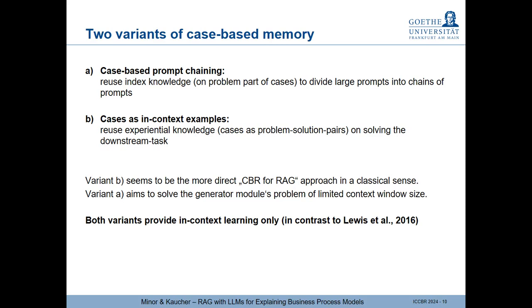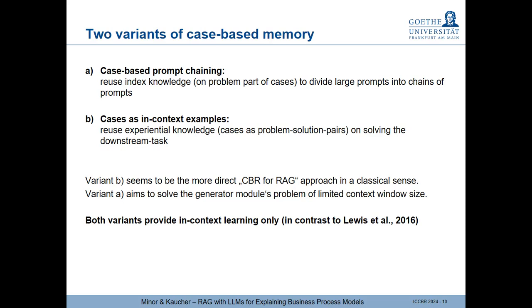is using the entire cases as in-context examples for the generation of explanation. That means that we store cases as problem-solution pairs and use their solutions to solve the downstream task. Variant B seems to be the most direct CBR for RAG approach in a classical sense, where experiential knowledge is used to solve new problems. And variant A aims to address the limited context window size of recent LLMs.